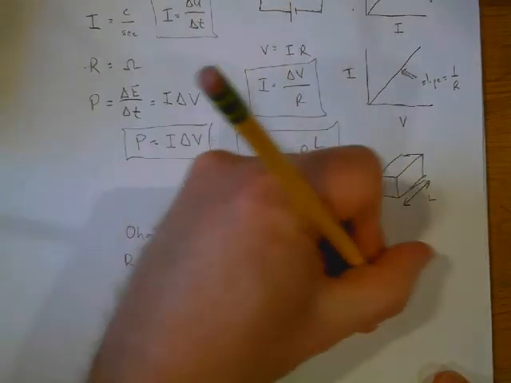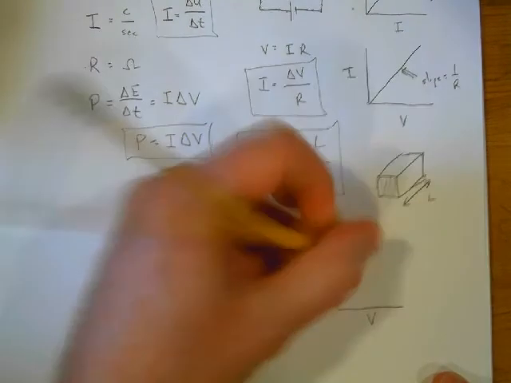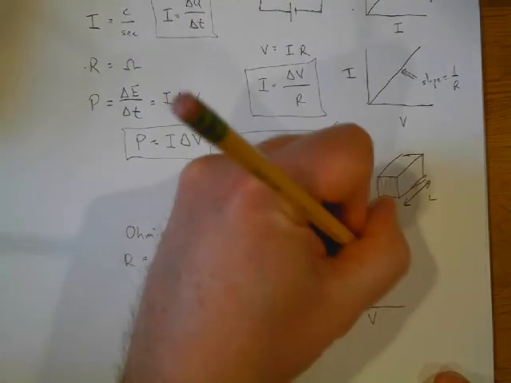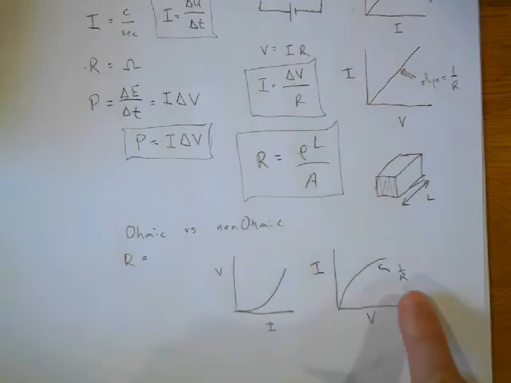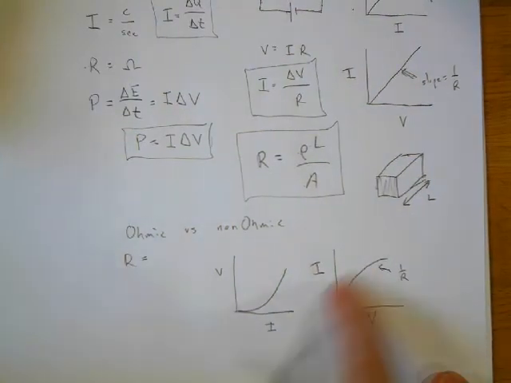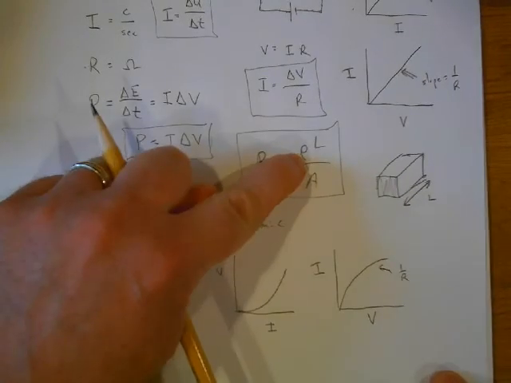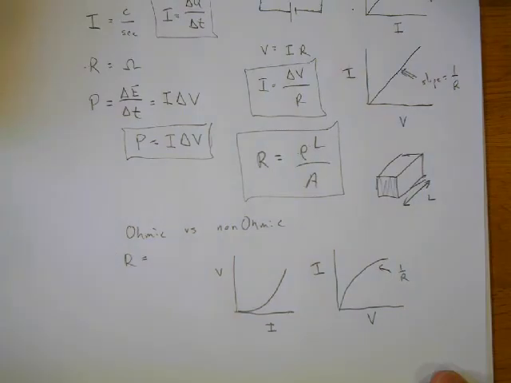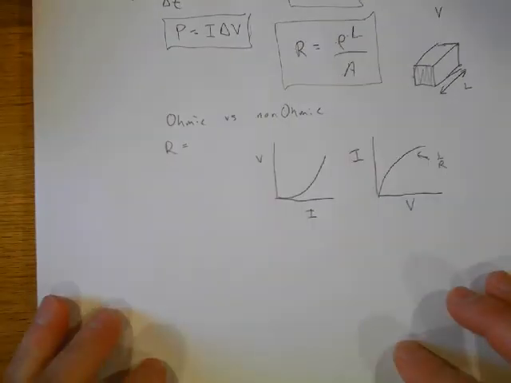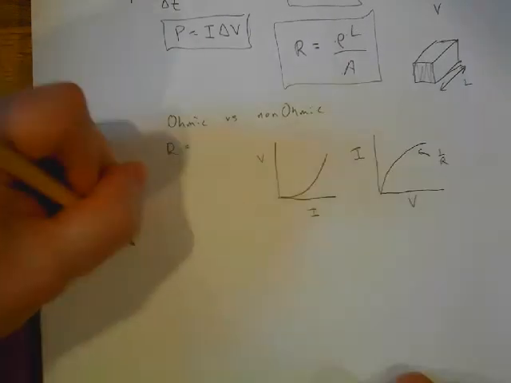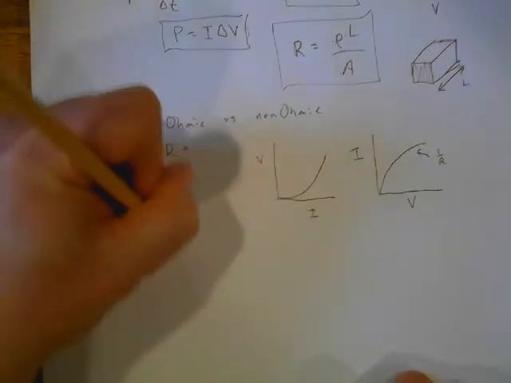So in this case, my slope is getting bigger. If you had a graph that looked like this, well, it would have to be like this, because remember, the slope is 1 over R. Well, if R is getting bigger, that means the slope is getting less. So that would be a non-ohmic resistor. Again, why does that happen? Because this happens. You need to understand the loop rule.